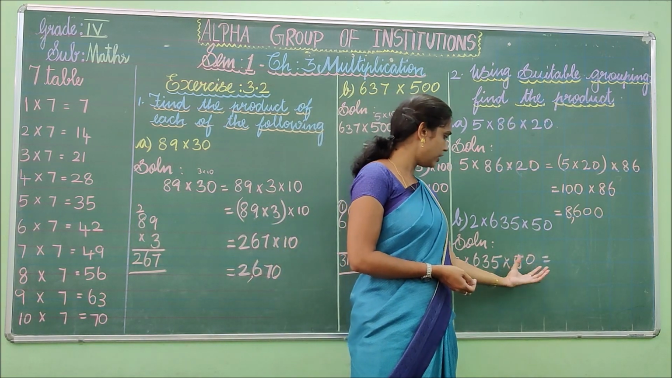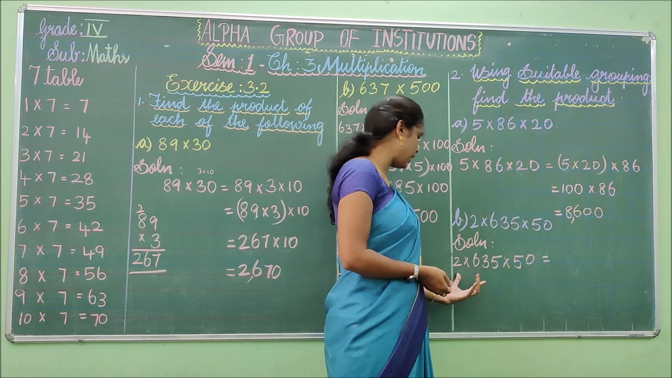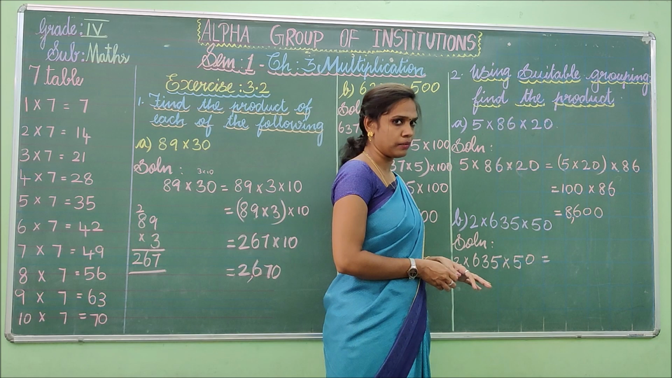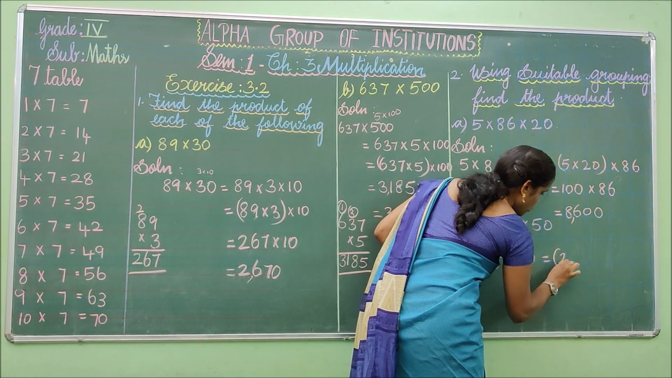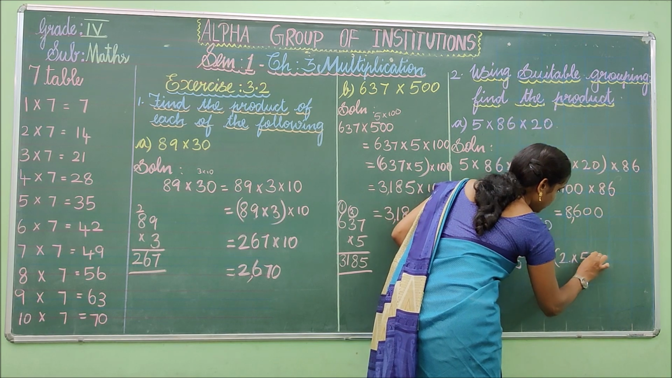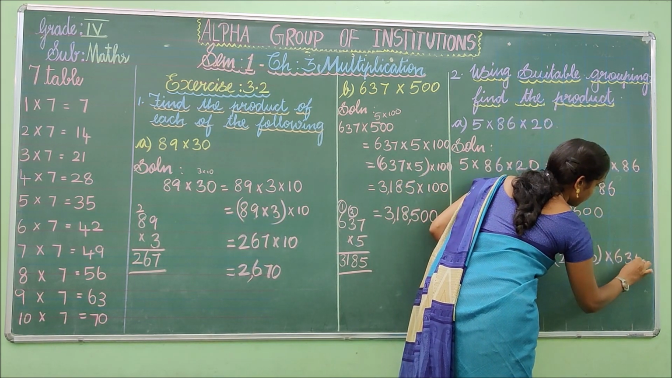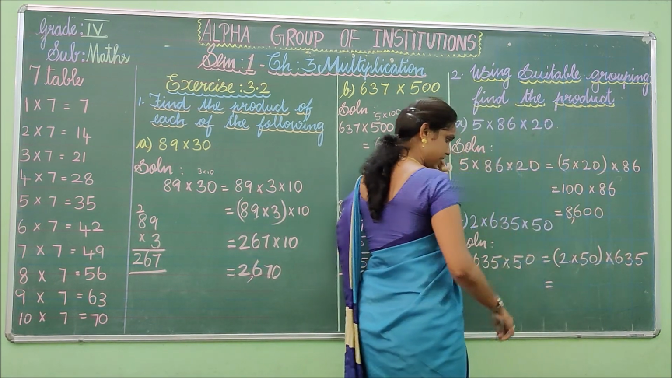So here you have a tens. Okay, that is 50. So we can group 50 and 2 first. Okay, because this is a bigger number. At last we can multiply directly. First you have to group these 2 numbers. So 2 into 50 into 635. Okay, so multiply these two numbers first inside the bracket.